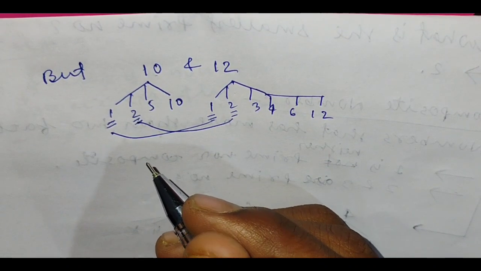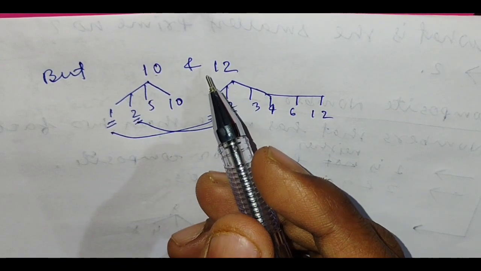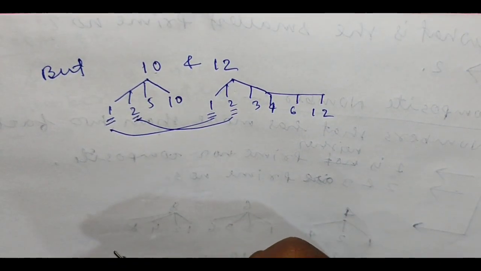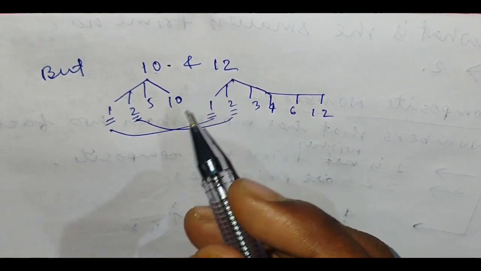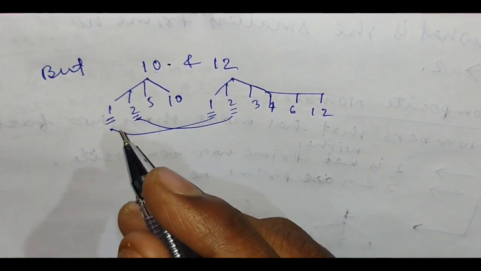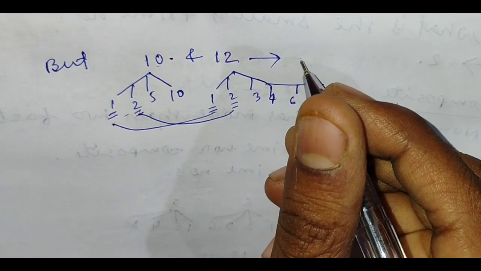As per the definition, two numbers will be called co-prime if they share only one common factor, that is 1. But 10 and 12 share more than one common factor, that is 1 and 2. So 10 and 12 will not be called co-prime.